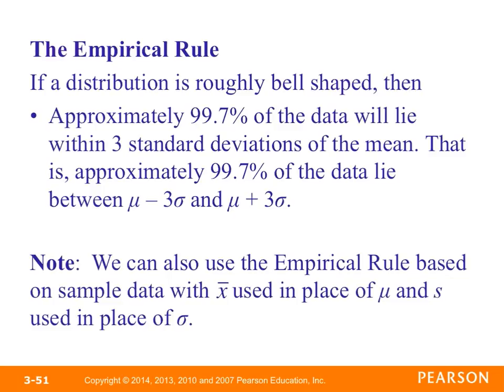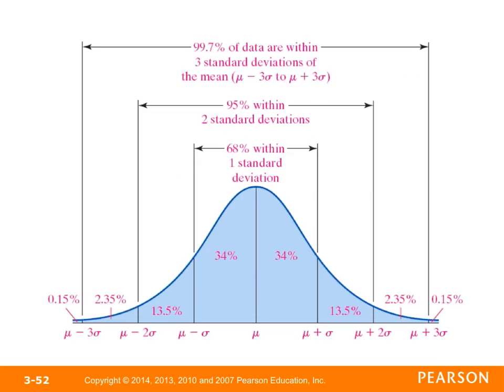So you can also use the empirical rule based on sample data with x bar used in place of mu and s used in place of sigma. So if we look at this right here, we have our mean in the middle, and then we subtract and add standard deviations. Now, if we have mu in the middle and we subtract and add a standard deviation, that means we're within one standard deviation. That's this whole area right here. That is going to be 68% of our observations right in here.